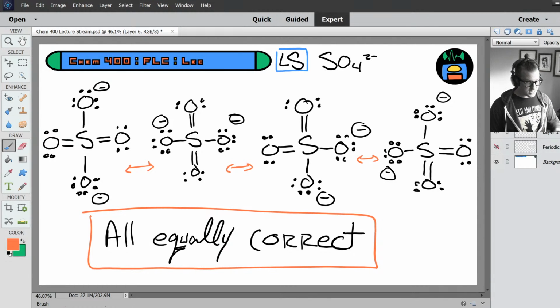Even if you didn't do the exact one where I drew the two pi bonds horizontal, they could be both vertical, they could form an L, or whatever. But they would all be equally correct because they all exhibit the same features of the best resonance structure. And it turns out there's 4 equivalent resonance structures for sulfate. So, yeah, that is it.